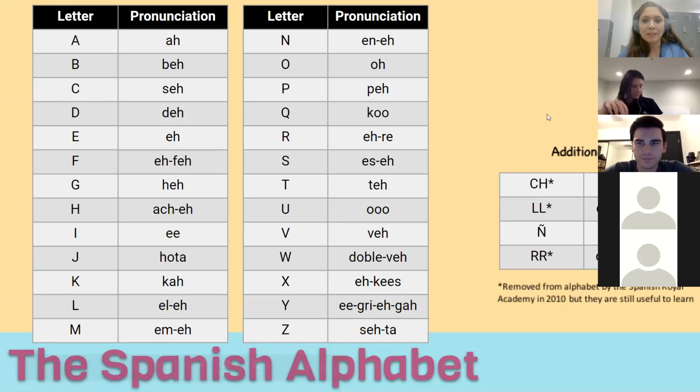And those are the ways that you would say the letters. For example, letter A, letra A. And so those are the names. But we're going to go soon into how they are pronounced.